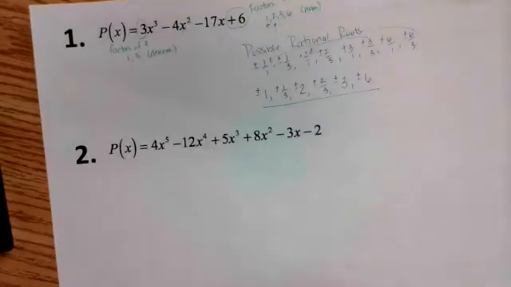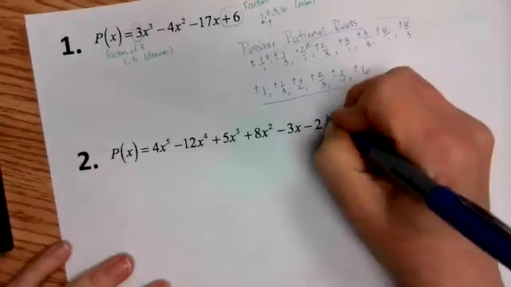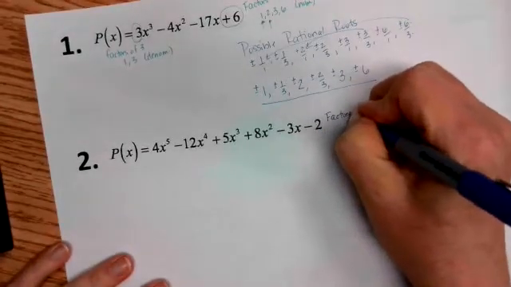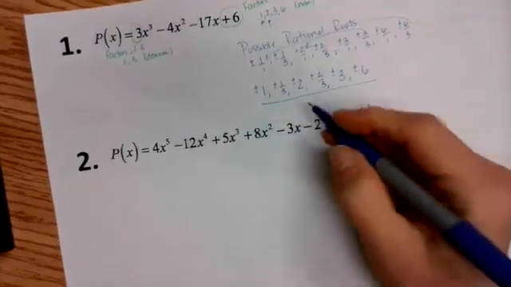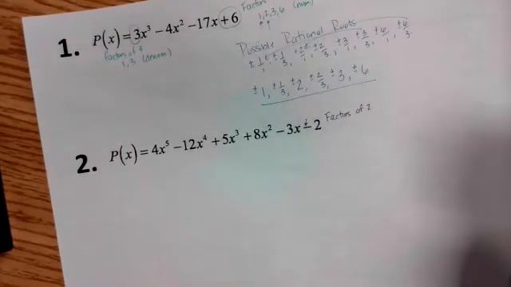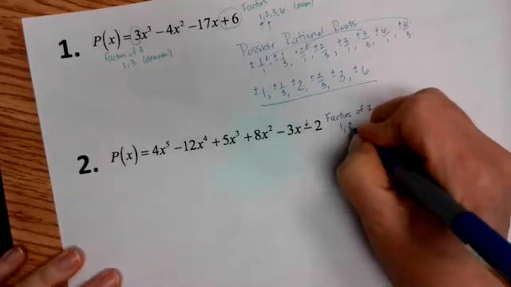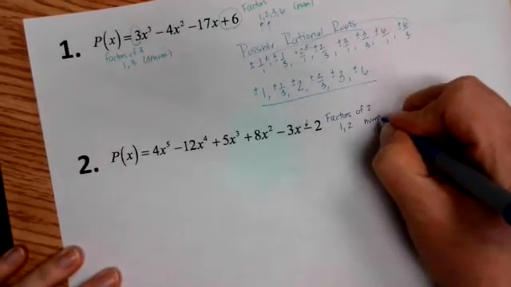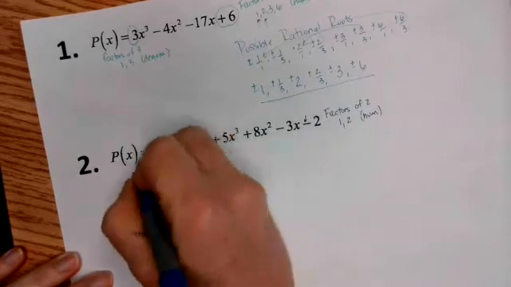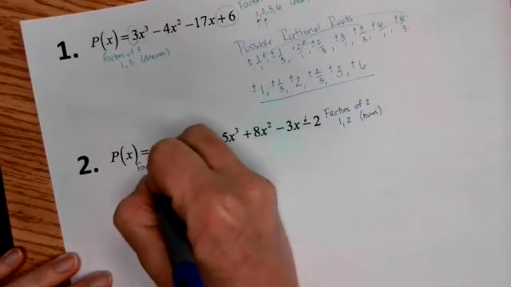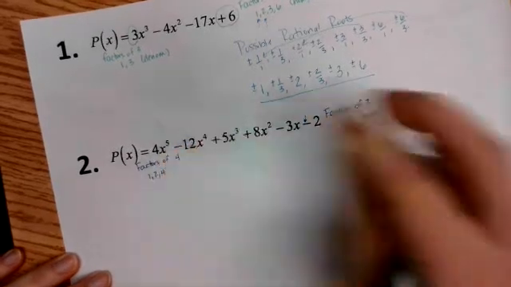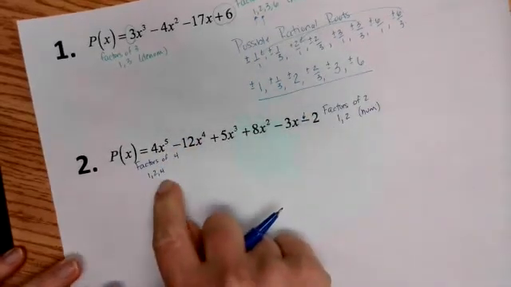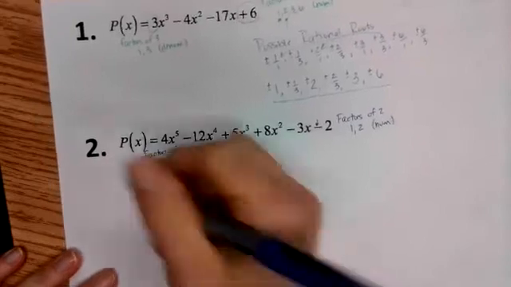For my second example, my factors of 2. Good news, I'm using positive and negative numbers, so the fact that this is a negative 2 really has no effect on me. But the factors of 2 are 1 and 2, and these will go in the numerator. And then I want to find the factors of my leading coefficient, 4, which would be 1, 2, and 4. So 2 on top, 3 on bottom, so it's going to be 6 total.